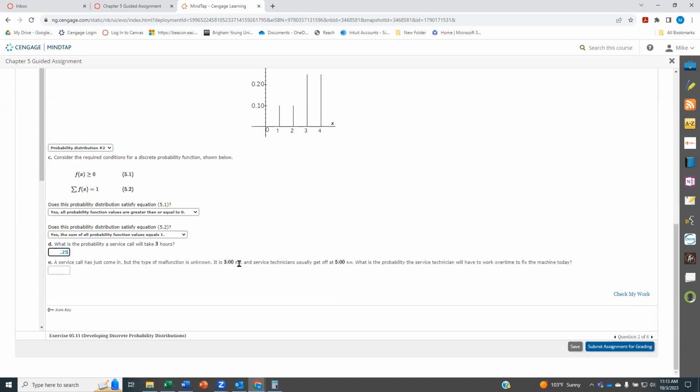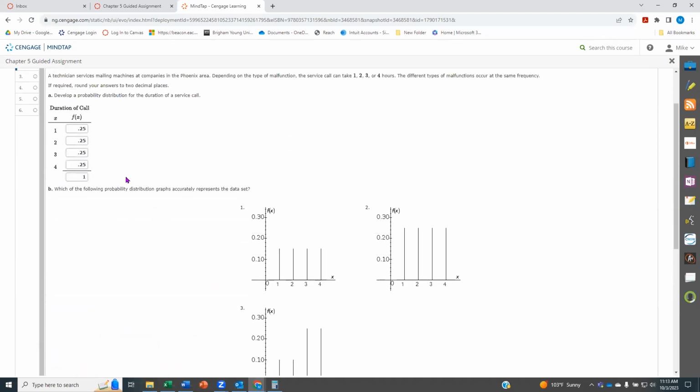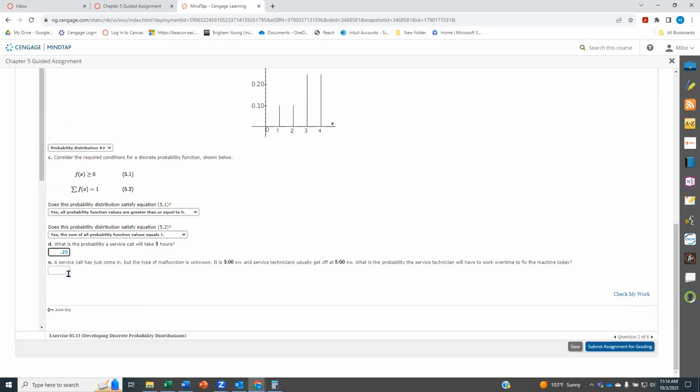So what we're really saying is, what's the probability that it is? Because if it's a 1-hour job, won't have to work overtime. A 2-hour job, still won't have to. They'll get done by 5. So we're saying, what's the probability that it is either a 3 or a 4-hour job? So if it's a 0.25 that it's 3 and a 0.25 that it's 4, if we just add those together, we'd say there's a 0.5 probability that the technician would have to work overtime.